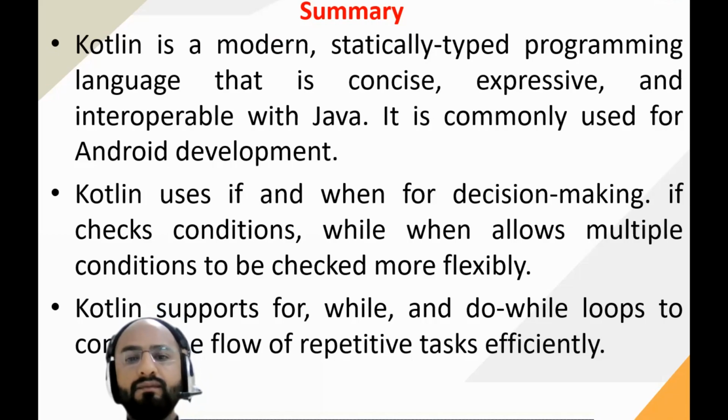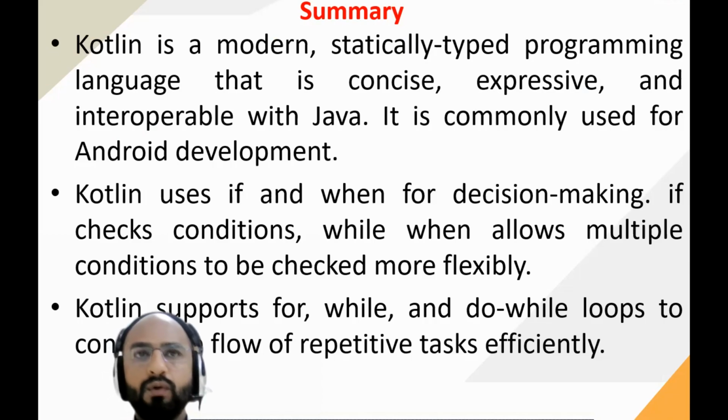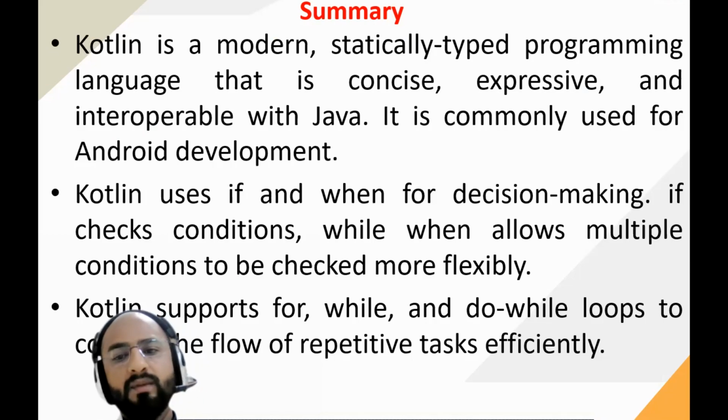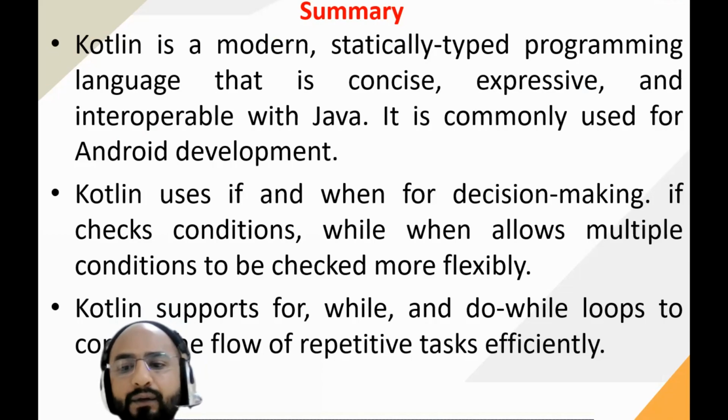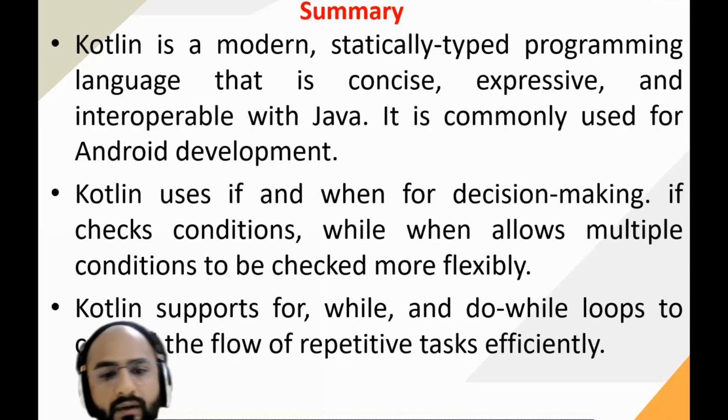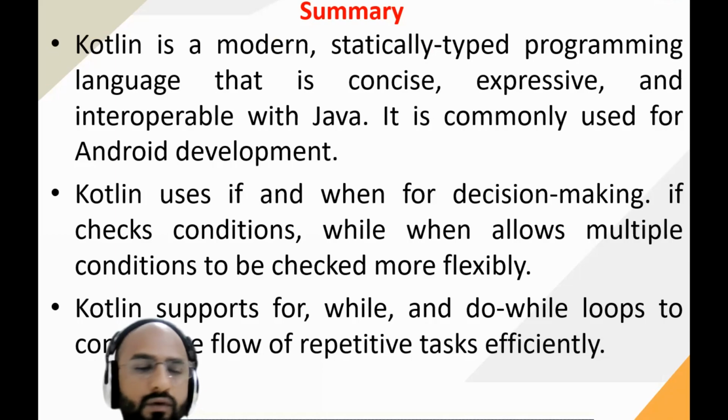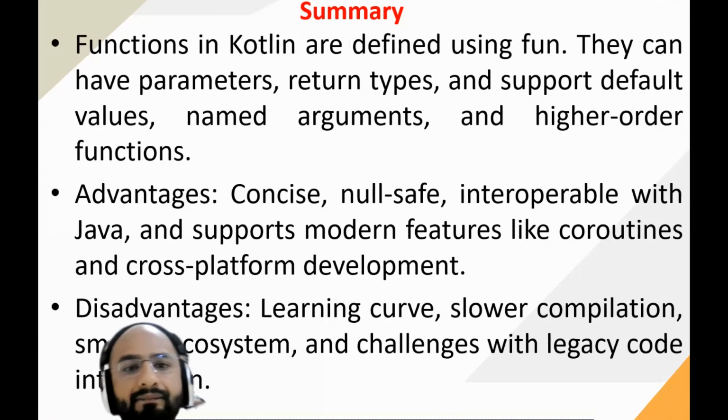Kotlin uses if and when for decision making, right? So if you want to do some decision making, Kotlin uses the if and when statements. If checks a condition, while when allows multiple conditions to be checked for more flexibility. So when is something like the switch statement in Java with switch case and default. Kotlin supports while and do-while loops to control the flow of repetitive tasks efficiently. So Kotlin also supports loop statements like while and do-while.